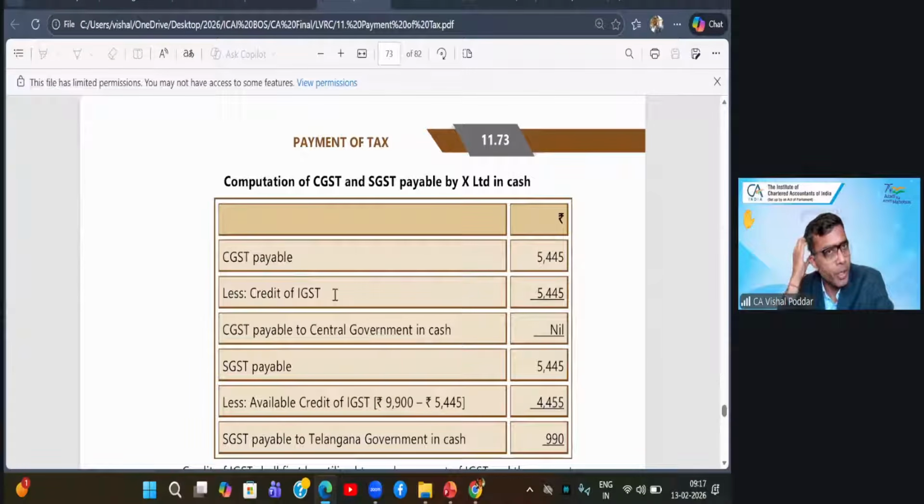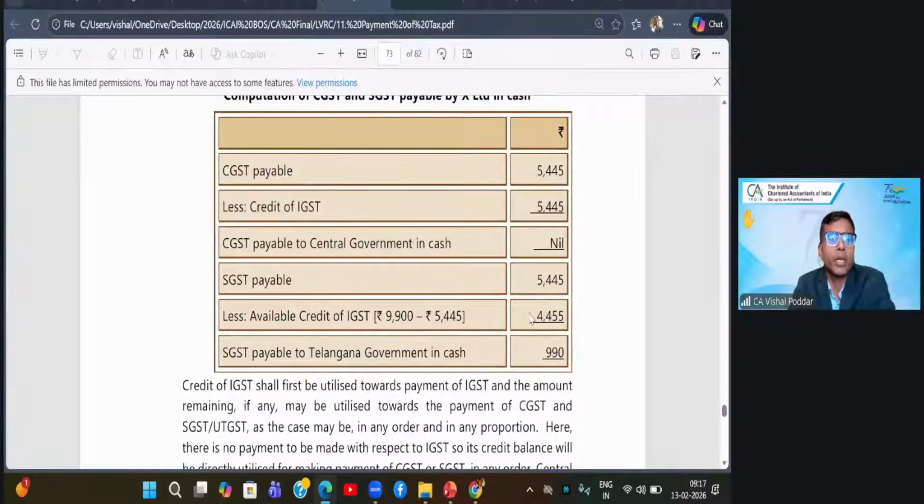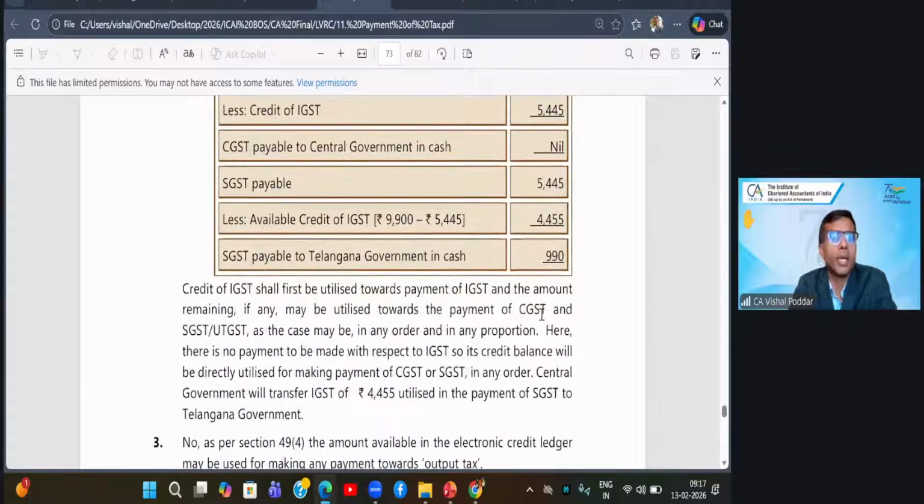Again, IGST can be utilized against both CGST and SGST, and interestingly, it can be utilized in any ratio. So here we have first utilized IGST fully against CGST liability, and then the balance IGST against SGST liability. I could have utilized it equally also, that is my choice. Here they have done it like this.